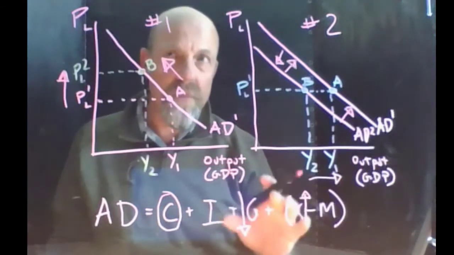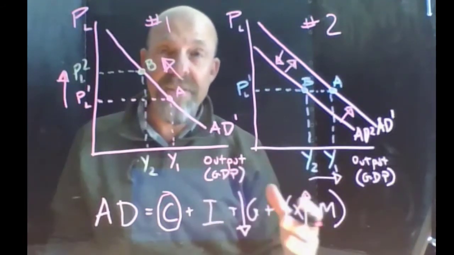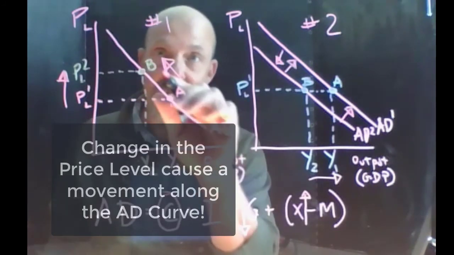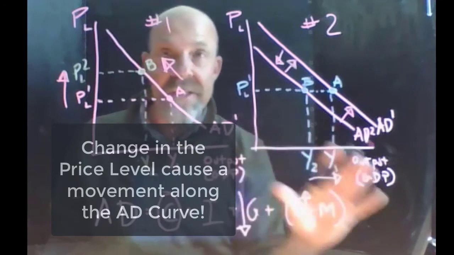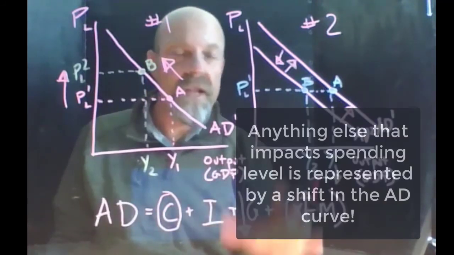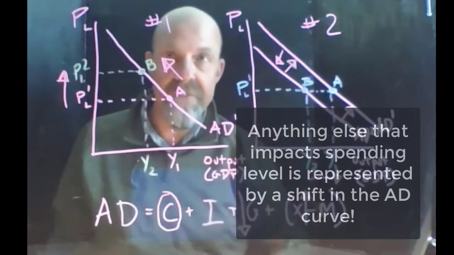The key thing to remember is that whenever the price level changes, that causes a movement along a single aggregate demand curve. Everything else that can impact one of these spending categories in the economy is represented as a shift of the aggregate demand curve.